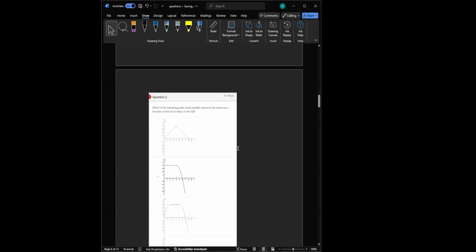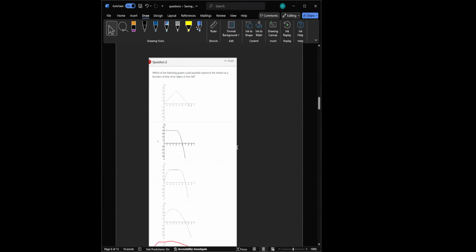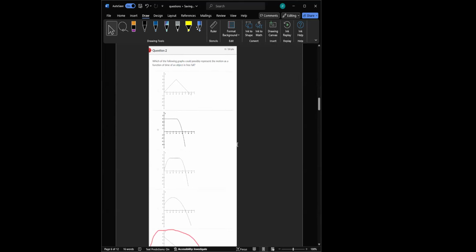All right, is mine showing back up for you? Yep. Okay, so this one might be a little tall. I might have to zoom out for a second. I'm stuck.